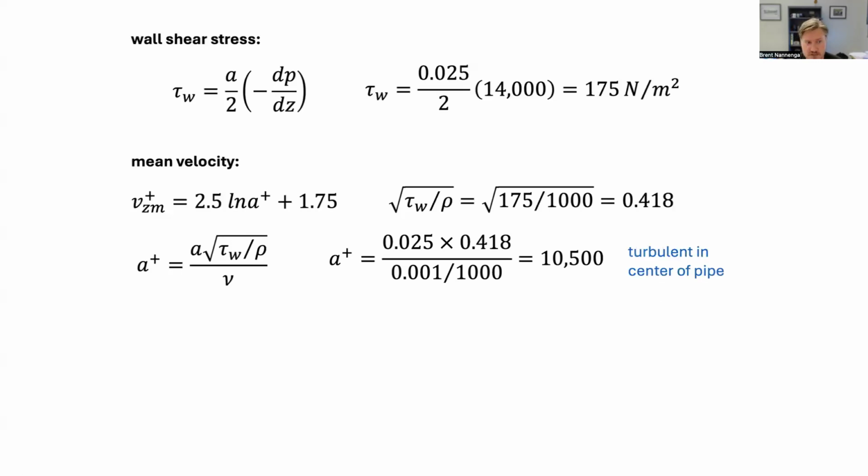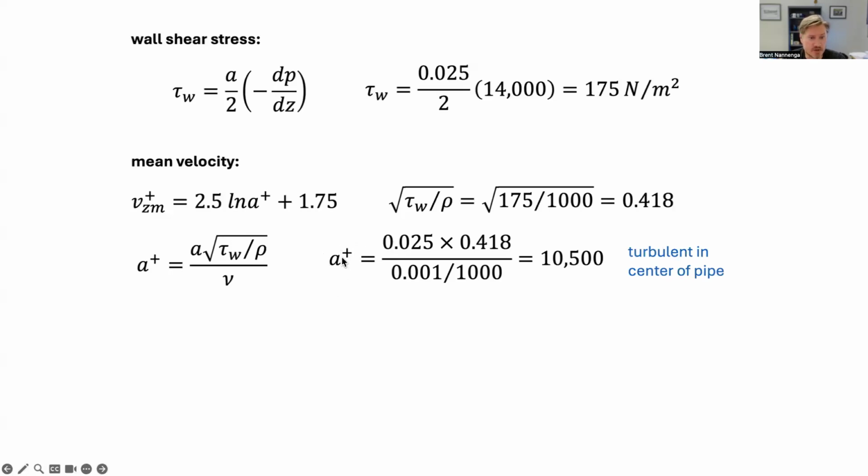So it's very turbulent in the center of the pipe. If you remember the cutoff for the three-piece model, when you transitioned to the turbulent center, was anything greater than 30. So this is much larger than 30, and we're definitely turbulent down the center of the pipe. It's usually nice to look at these numbers and make sure that you're on the right track. So we're definitely on the right track to use this equation here.